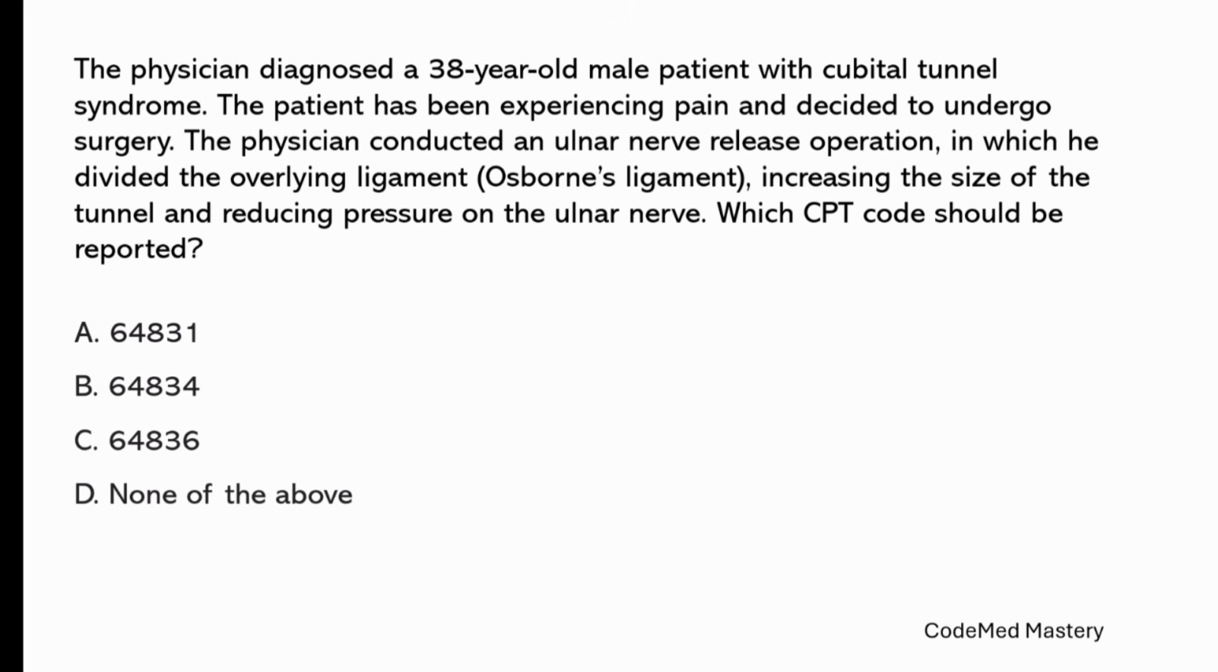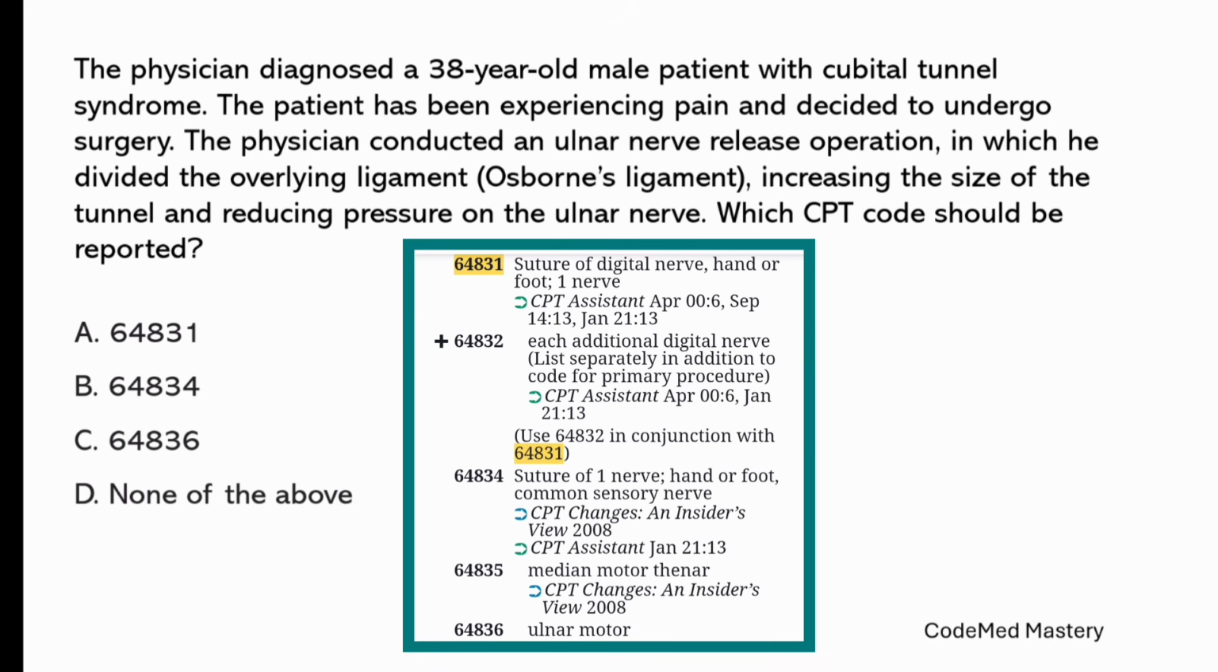Let us check the options first. Check option A, 64831. It is for suture of digital nerve, hand or foot, one nerve. Option B, 64834 is for suture of one nerve, hand or foot, common sensory nerve. And option C, 64836 is for suture of one nerve, ulnar motor. And option D, none of the above.